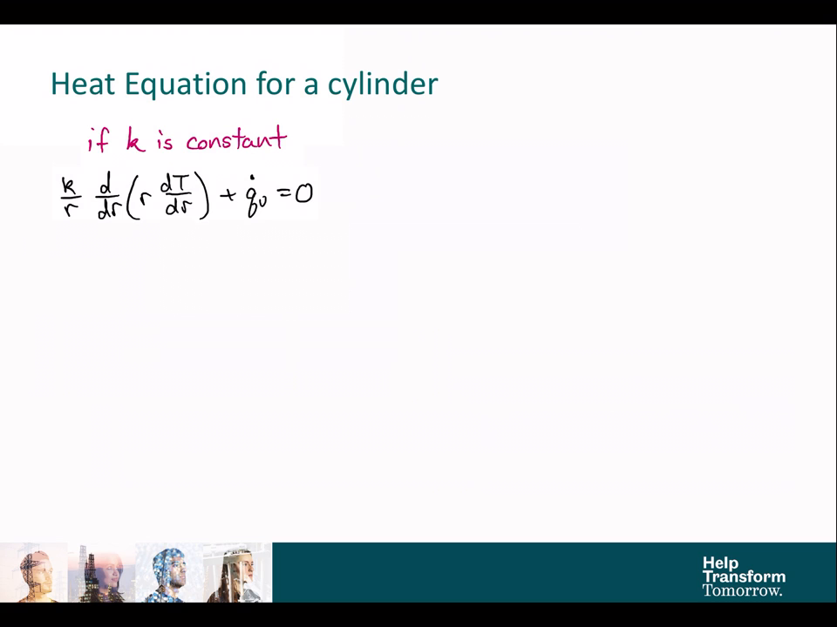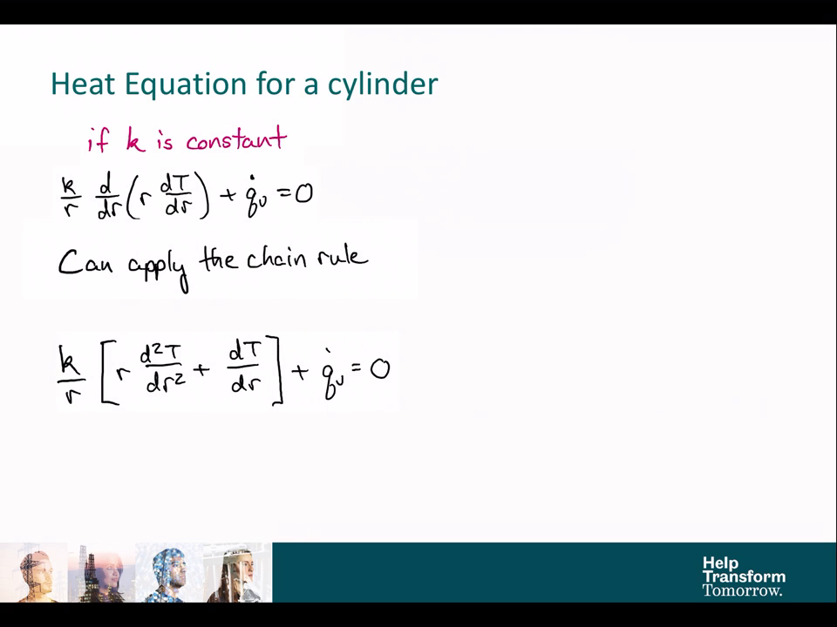And just a reminder, you can apply the chain rule to this expression. So if you wanted to break that derivative into two terms, because r and dT/dr are both dependent on r, you can just apply the chain rule and expand the expression accordingly. All of these forms are correct, and so you should choose the form for any given problem that's the easiest to solve. Thank you.